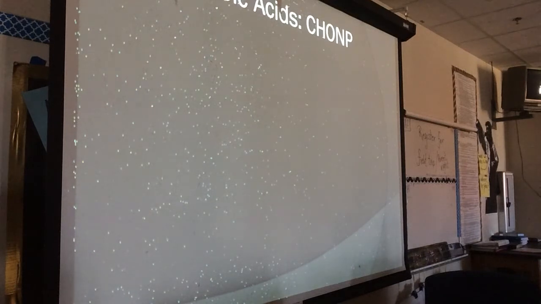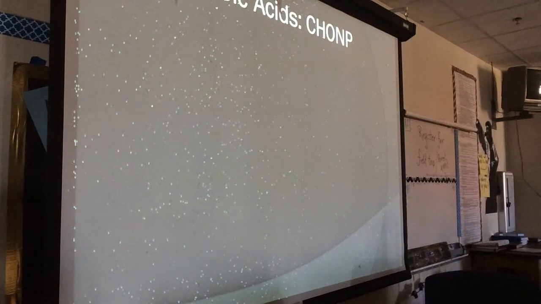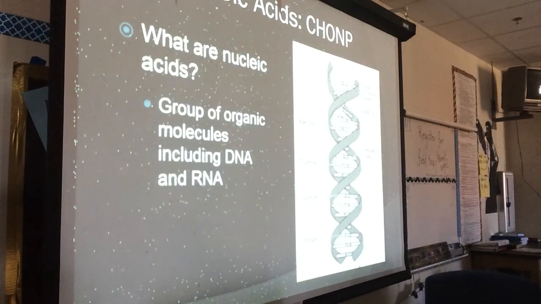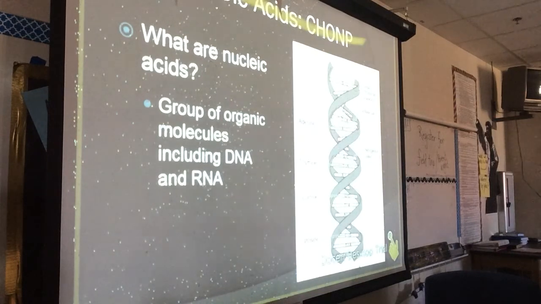So we're on our last biomolecule, nucleic acids. What elements do you think are present in a nucleic acid? How many are there? 5. Carbon, hydrogen, oxygen, nitrogen, and phosphorus. So this is CHOMP. Carbon, hydrogen, oxygen, nitrogen, and phosphorus.